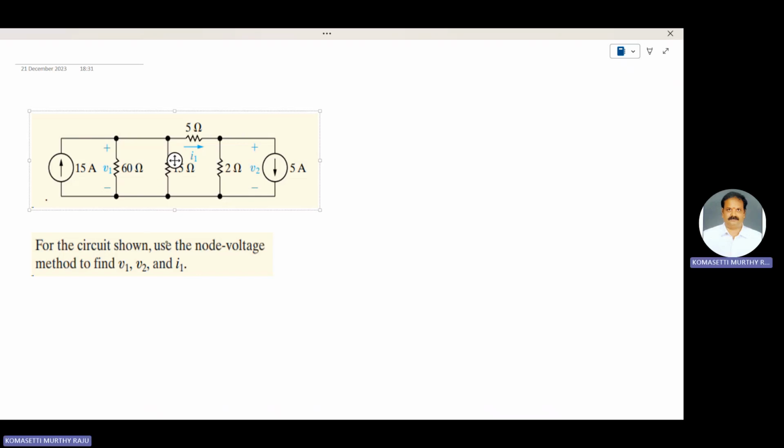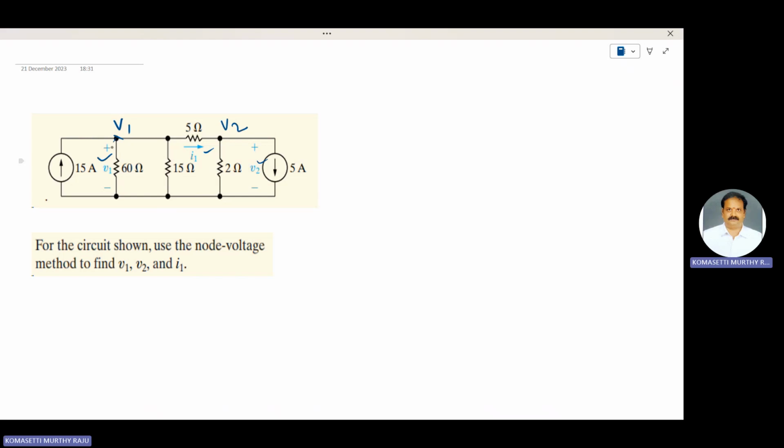For the circuit shown, use the node voltage method to find V1, V2, and I1. Here the node voltage is V1. Here the node voltage is V2.